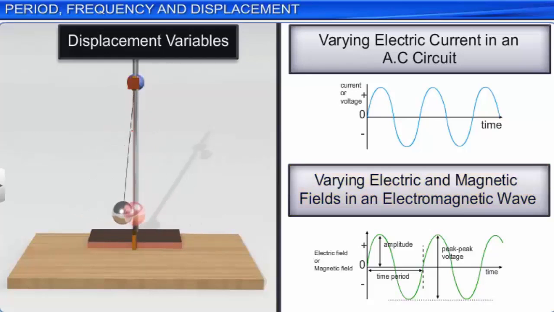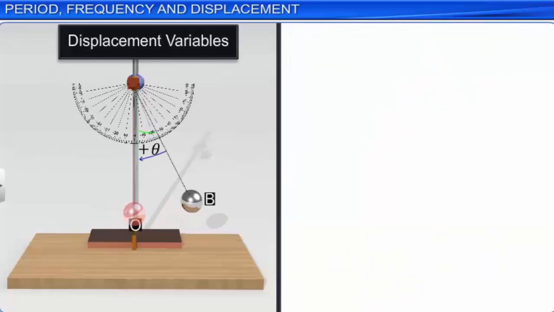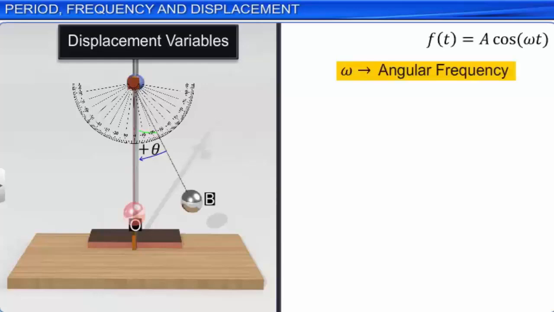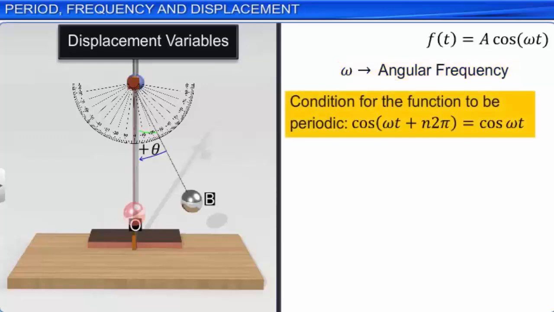Since the displacement in periodic motion varies periodically with time, the displacement can be expressed as a periodic function of time, like f(t) = A cos ωt, where ω is the angular frequency measured in radians per second. The condition for the function f(t) to be periodic is that if the argument of the function, which is ωt, is increased by integral multiples of 2π radians, the value of the function remains the same.